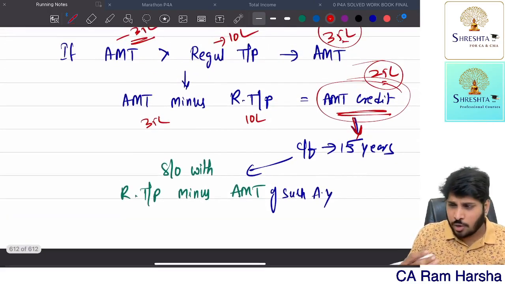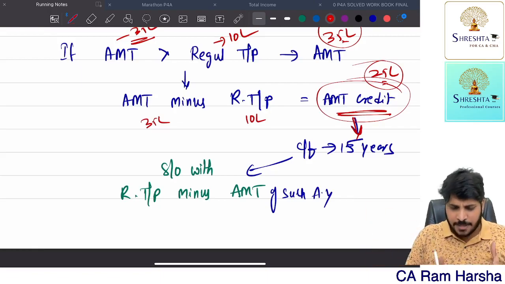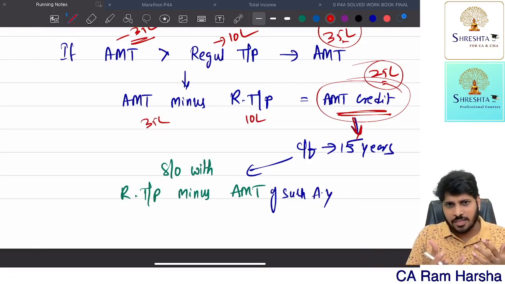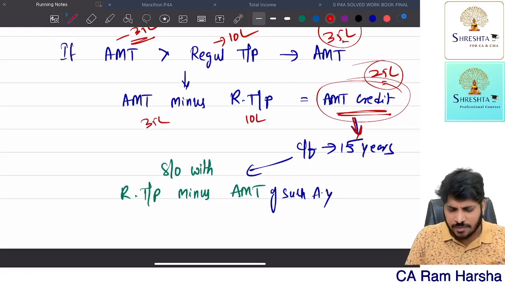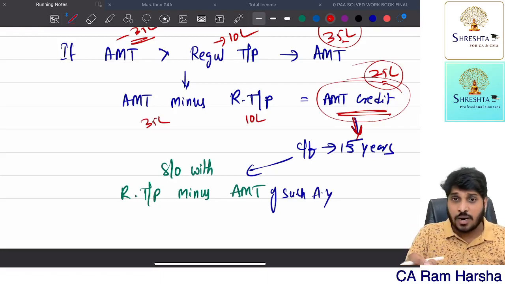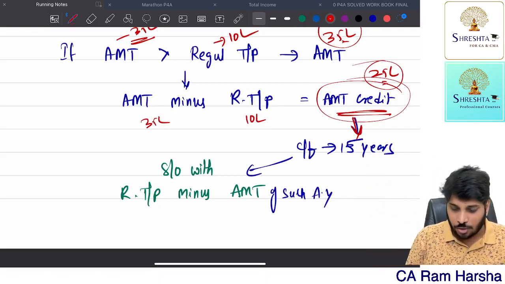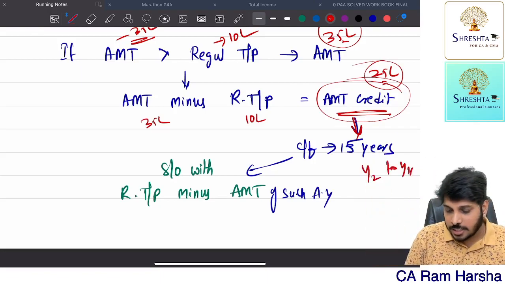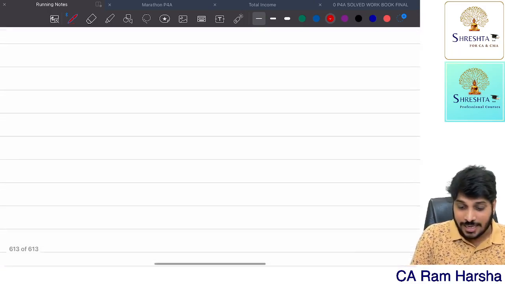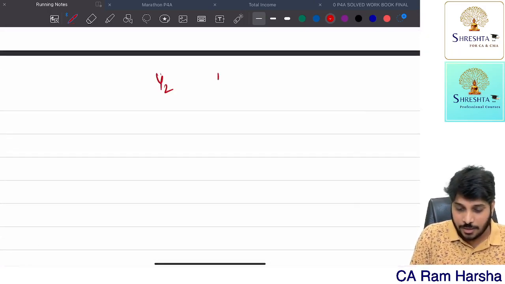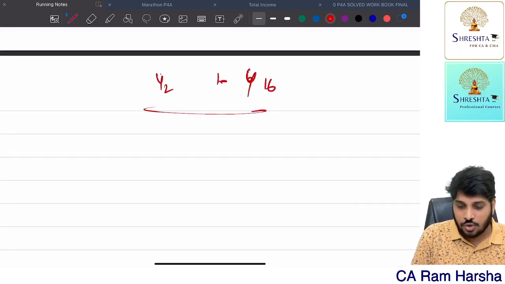Now, I'll carry forward for the next 15 years. In year 1 I paid 35 lakhs, 25 lakhs extra I paid. This 25 lakhs I can carry forward from year 2 to year 16. Yes or no? So year 2 to year 16. What should I do? Let us assume year 2.